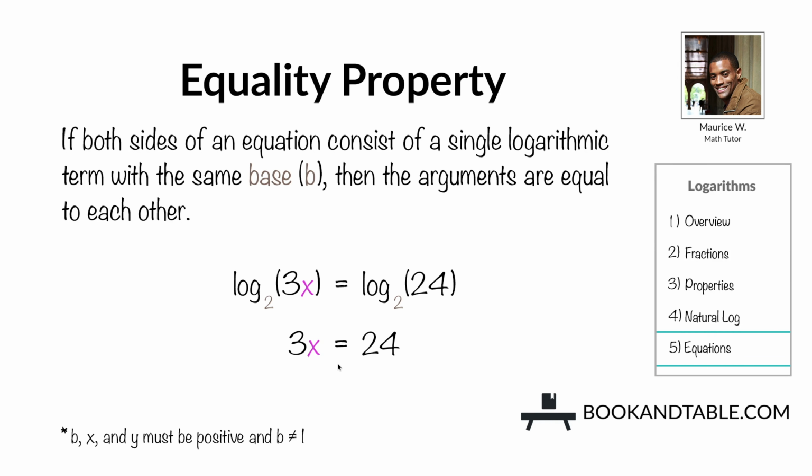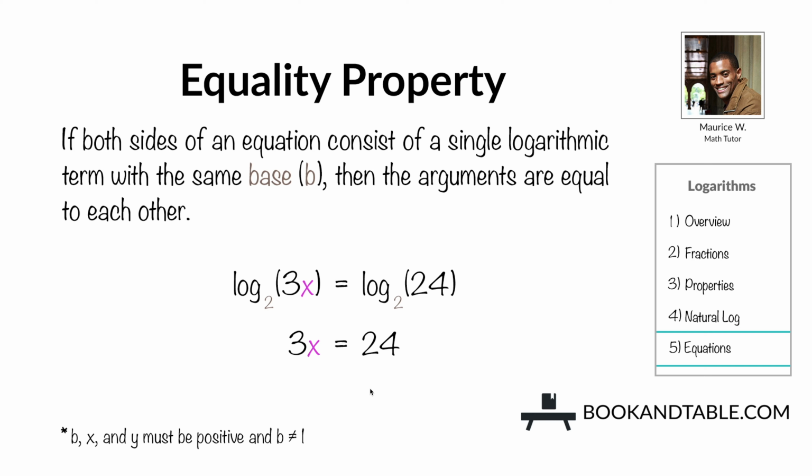Let's say we were given log base 2 of 3x is equal to log base 2 of 24. Since we have a log of base 2 on both sides, we can set 3x equal to 24, and then we can solve for x from here. So this is how we want to use the equality rule to help us solve for x in an equation that has logs on both sides.